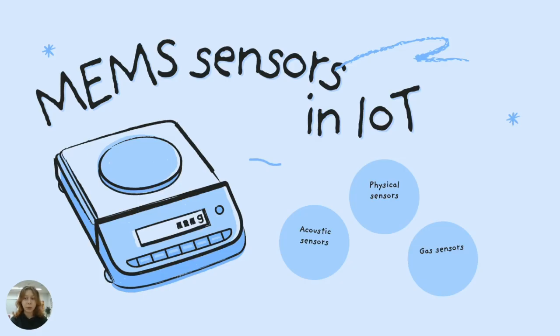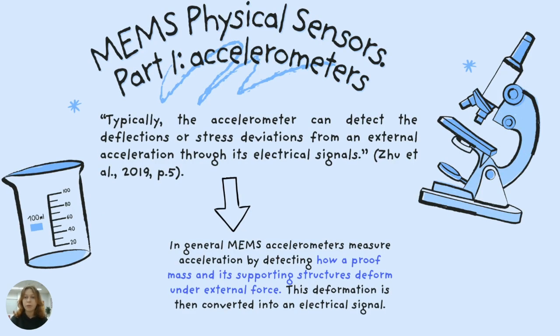As Zhou and co-authors point out, vibration, acoustic, and gas sensors are the three major types of MEMS sensors in terms of applications in the Internet of Things. In general, MEMS accelerometers measure acceleration by detecting how a proof mass and its supporting structures deform under external force. This deformation is then converted into an electrical signal.